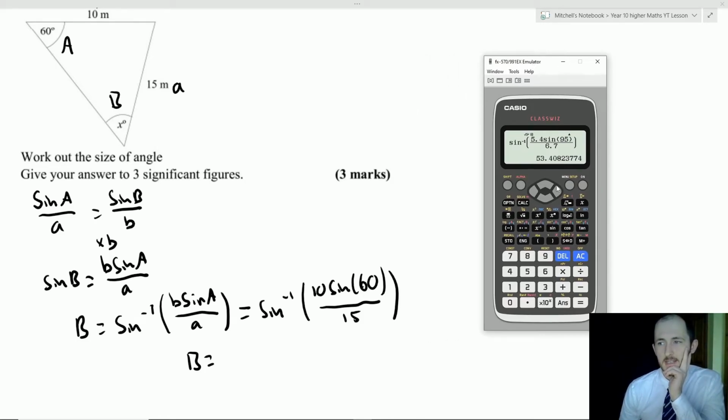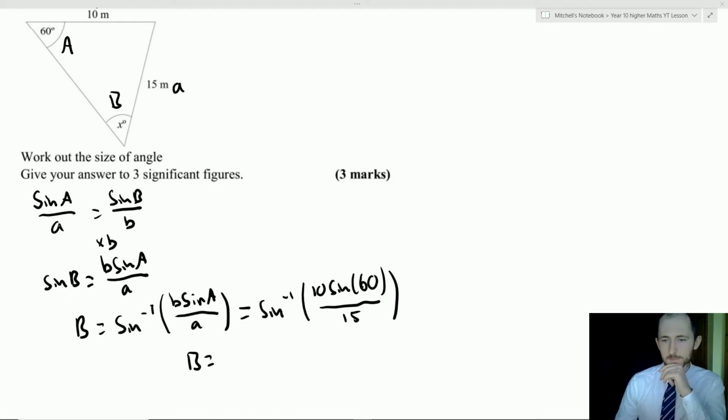So I could cheat and just edit what's in here, but given that it's unlikely you'll get 2 sine rules in a row, I'm going to reset it. So again, shift, sine, inverse sine. Again, I'm working outwards in, okay? Fraction button, because that's the next bit. 10 sine 60, almost 61. Over 15, bracket. 35.3, because it's rounding to 3 significant figures. So 35.3.